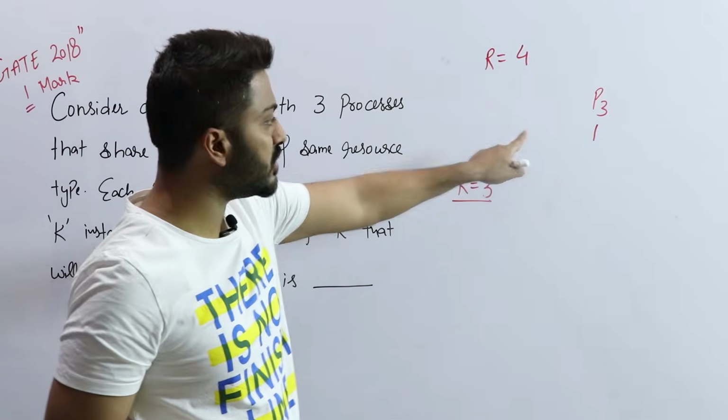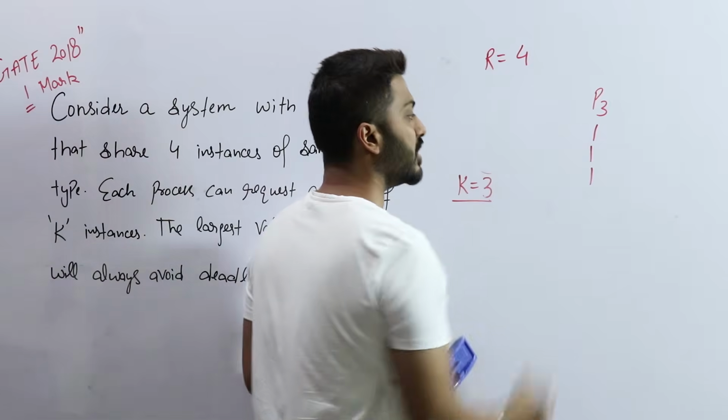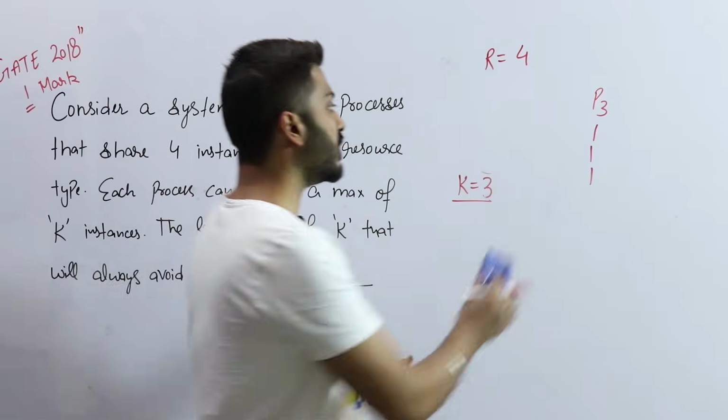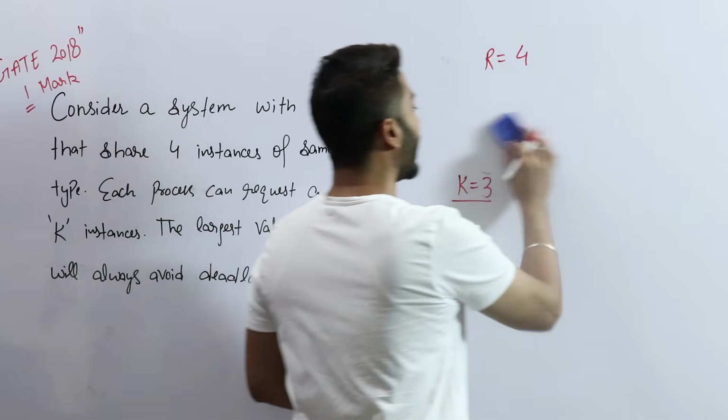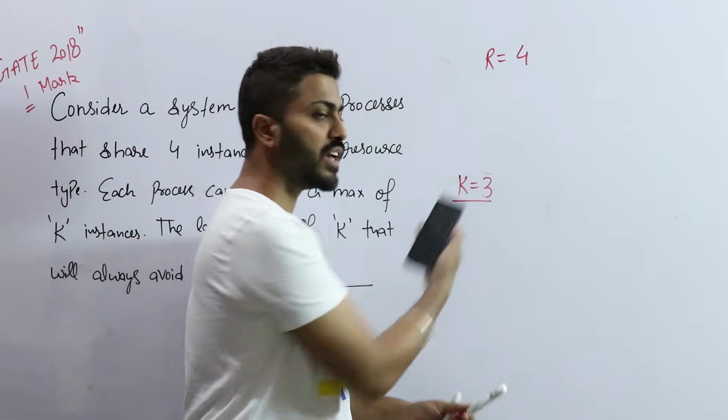And whatever the resources occupied by P2, they will be free. I will give them to P3. Then P3 will also successfully execute. So can we say the value of K can be 3?